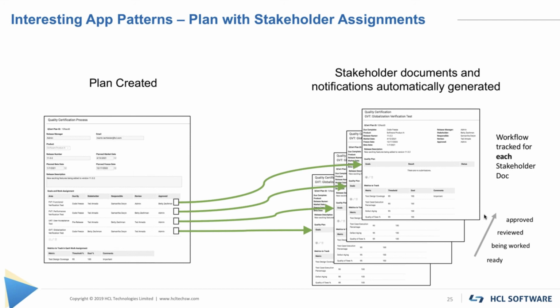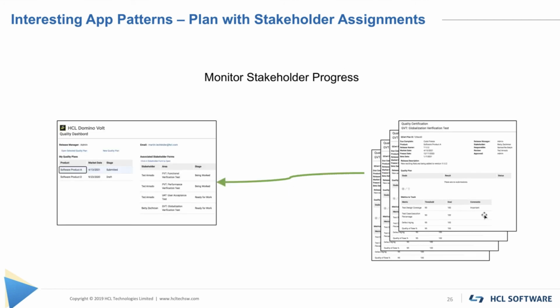And these stakeholder documents each have their own workflow associated with them. So the stakeholders are going to go through, they're going to work their piece of the plan. It's going to be approved at some point, and there's a dashboard which allows you then to get a view into the progress of all the different pieces of the plan and how it's coming together. So it's an interesting pattern, and I've seen this before.